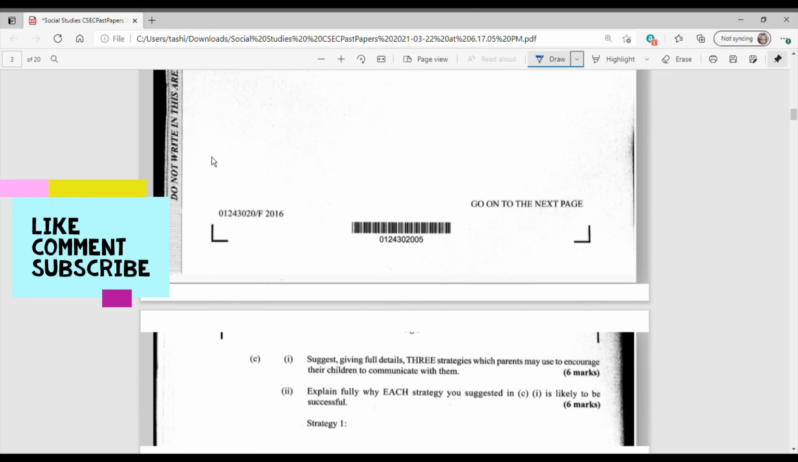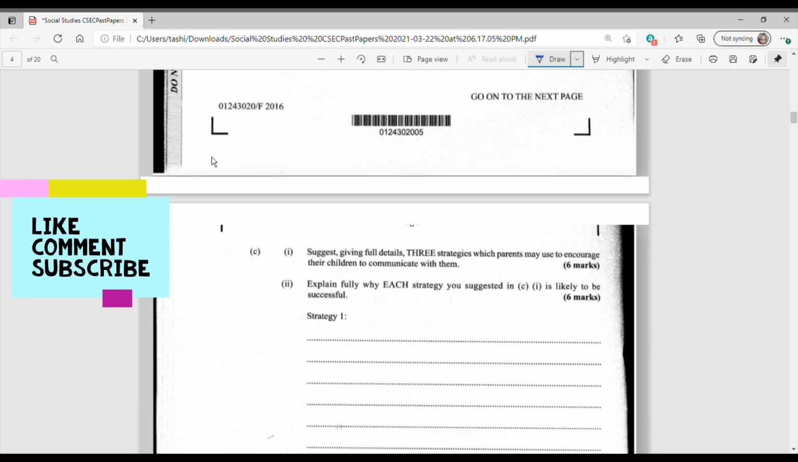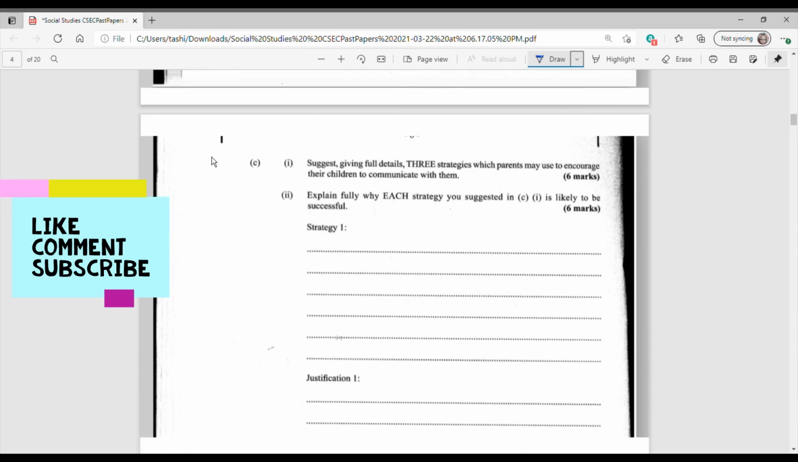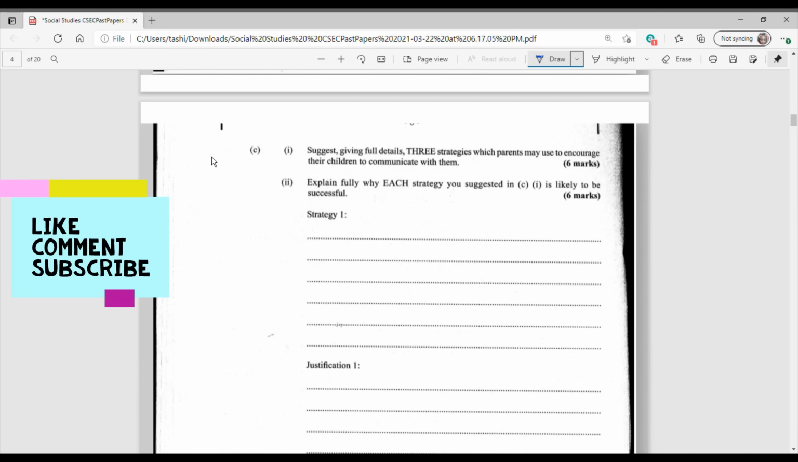Continuing to the next question. Suggest, giving full details, 3 strategies which parents may use to encourage their children to communicate with them. All right, so letter C carries the most marks. So this one is 6 marks and this one is 6 marks. So that is 12 full marks out of the 20 that is allotted for question 1.